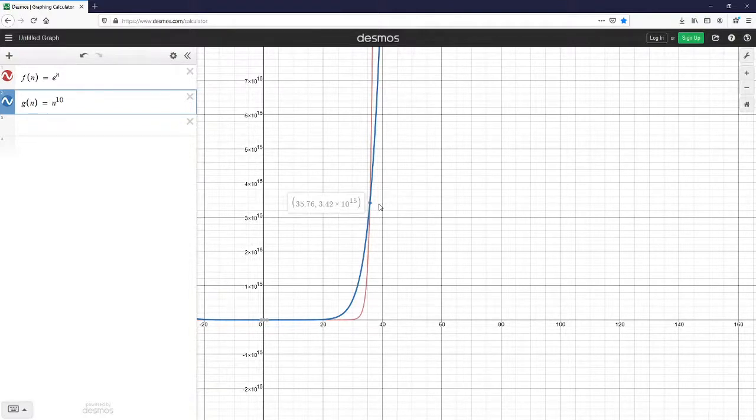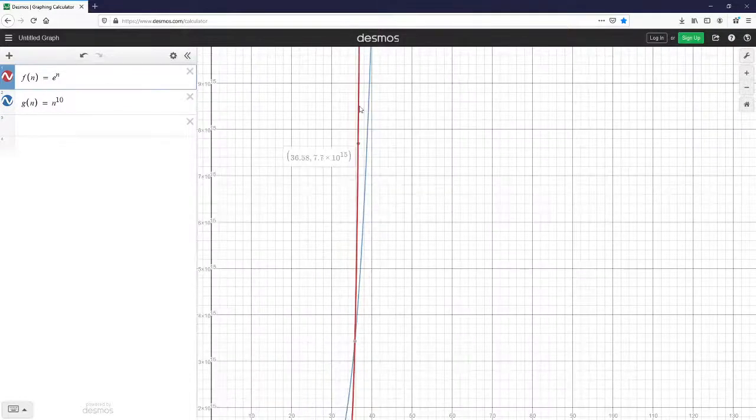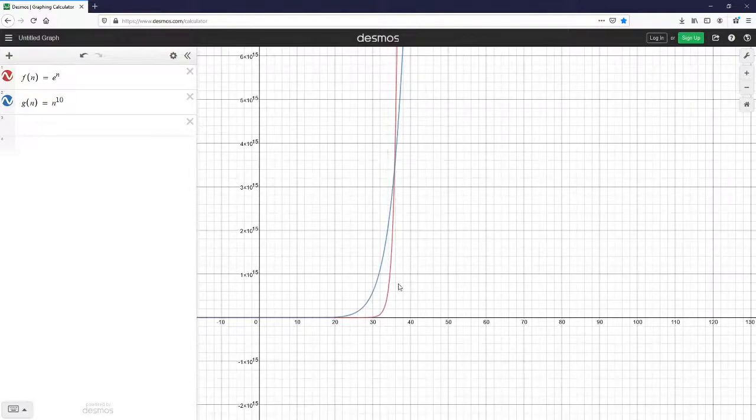Right? So it's huge, right? So the y value is huge. Actually, the x value, or really the n value that you're looking for, is not that big. But that's the point: at about 36, there's another intersection point, and then you see that e to the n wins out. Now, how do you know that this has to happen?